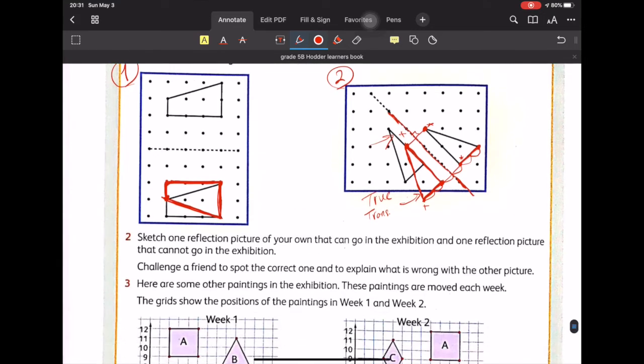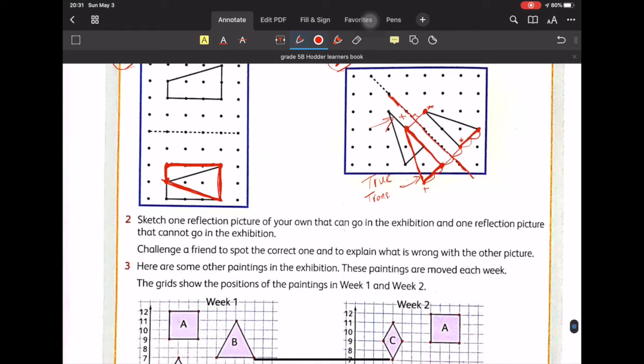Let's go to question 2. Sketch one reflection picture of your own that can go in the exhibition, which means it is true, and one reflection picture that cannot go into the exhibition. Then this one means it's false. I'll give you 1 minute to come up with your own picture, one with a true reflection and one with a false reflection, please.